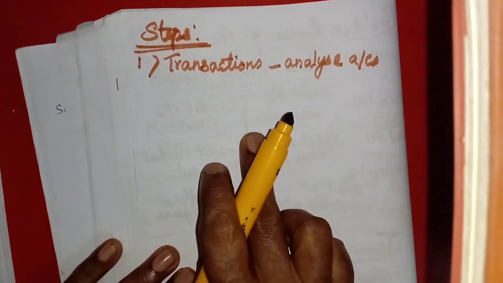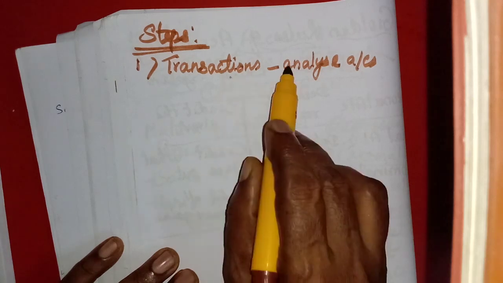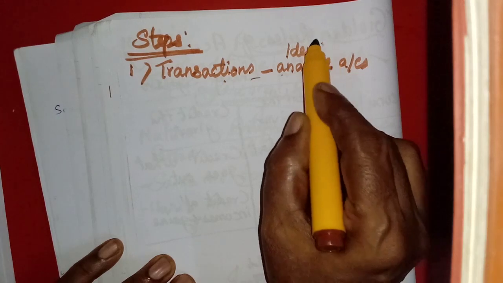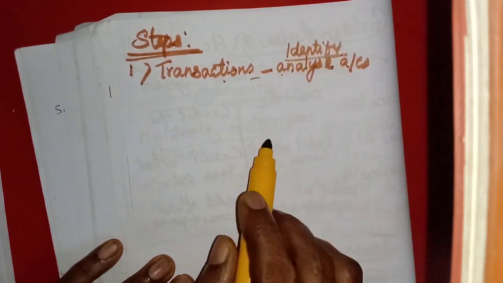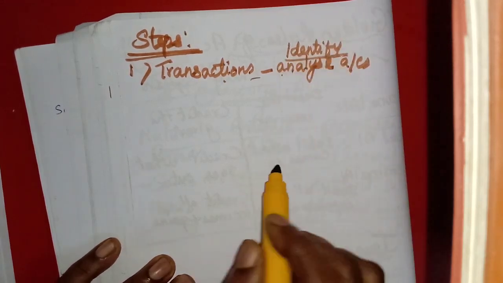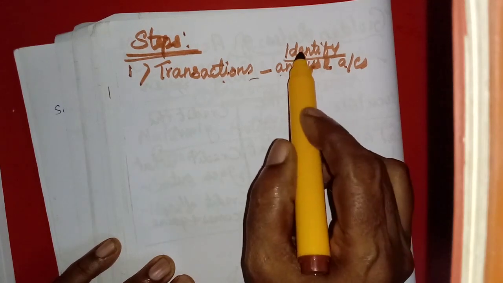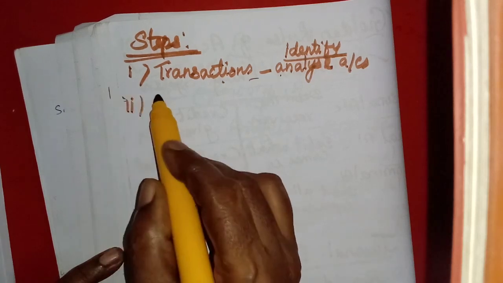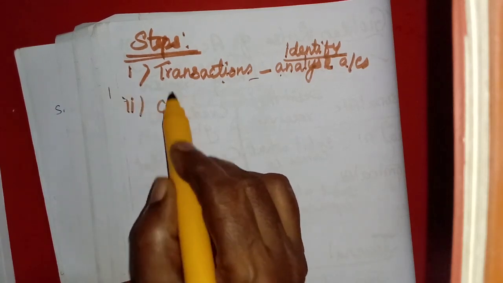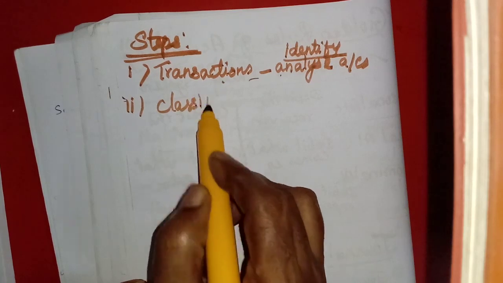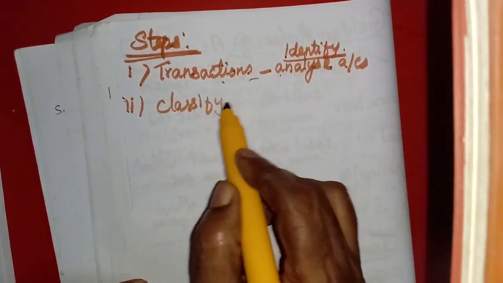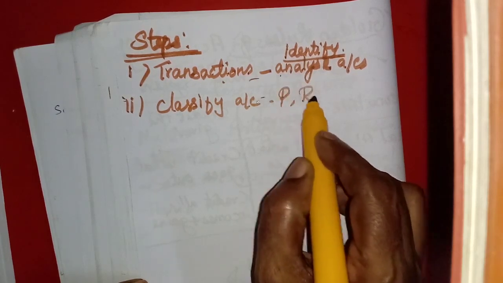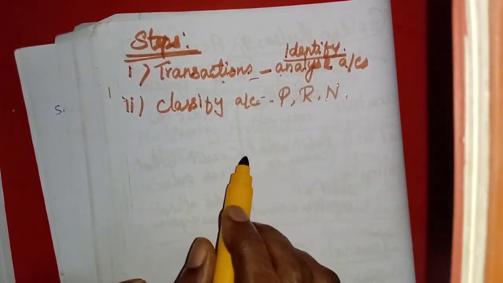We have to analyze the transaction and identify the accounts. Minimum 2 accounts must be there. Then cash account is which account? So the second step is we have to classify the accounts. First we identify the account. Next we have to classify the account, whether it is a personal, real or nominal account.